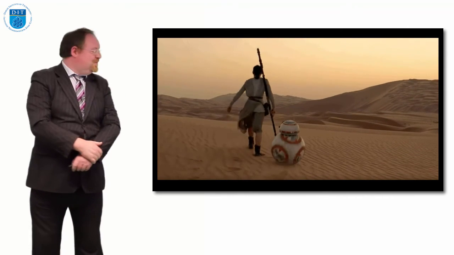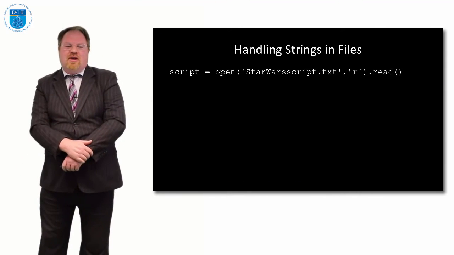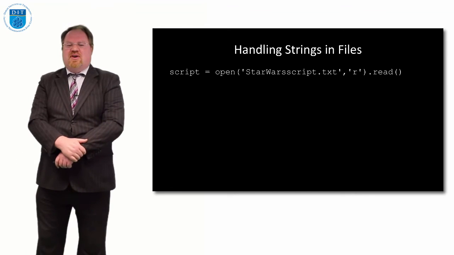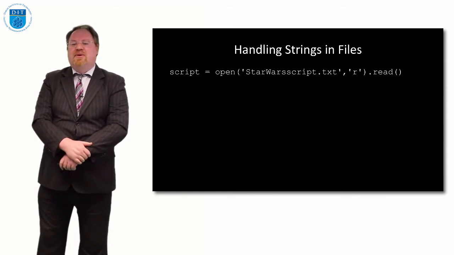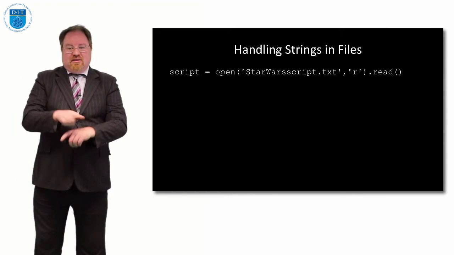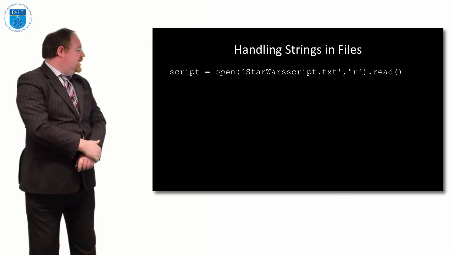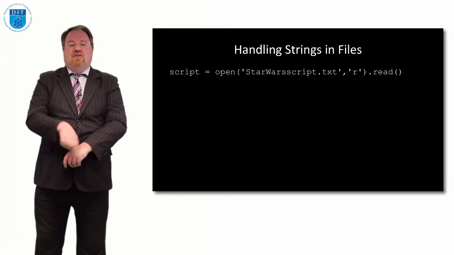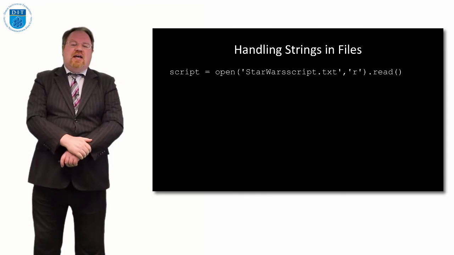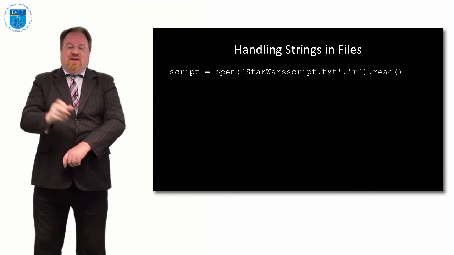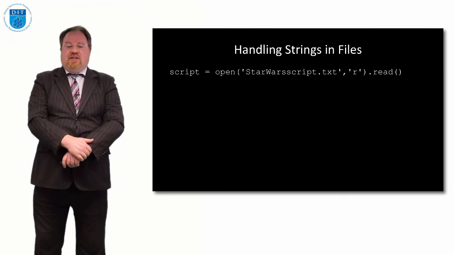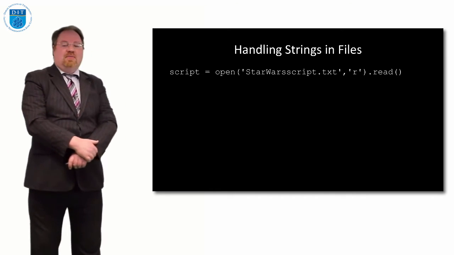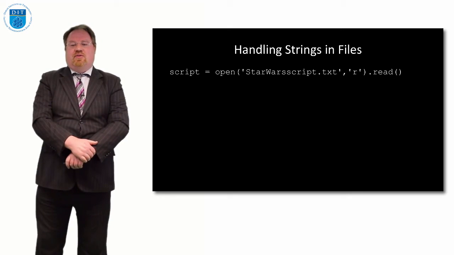Hey, BB-8. Cool. Okay, so let's say we had the script for the Star Wars movie. This is the first Star Wars movie, A New Hope, and it is on this page. So if you go down to the bottom of the page, you'll have downloaded the Star Wars script. If we have that stored in a text file, that's a .txt, we know from before we can open it for reading by going open the file name, r, read, and now we've opened the script.